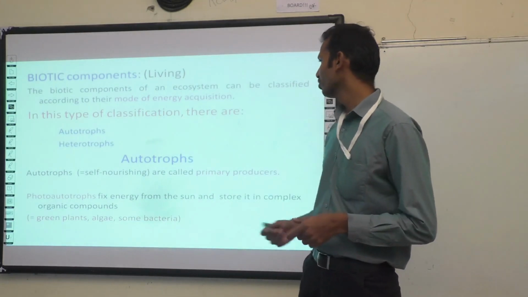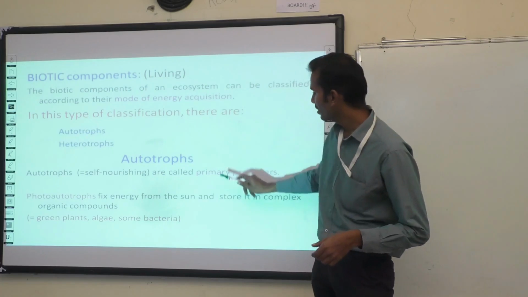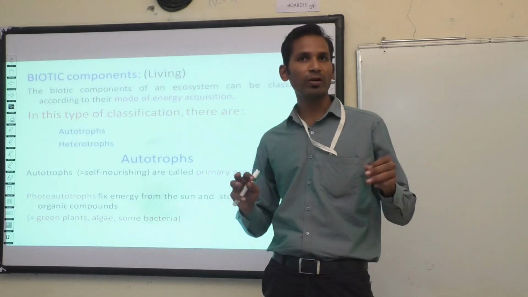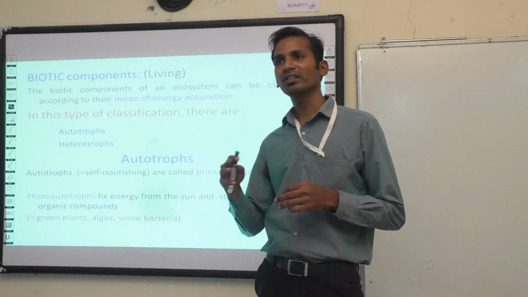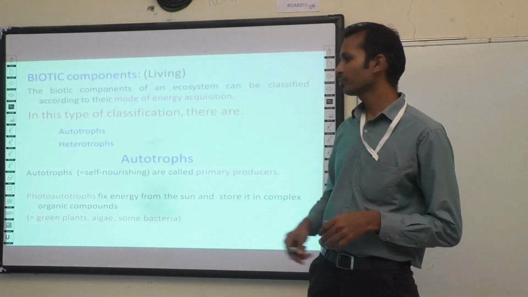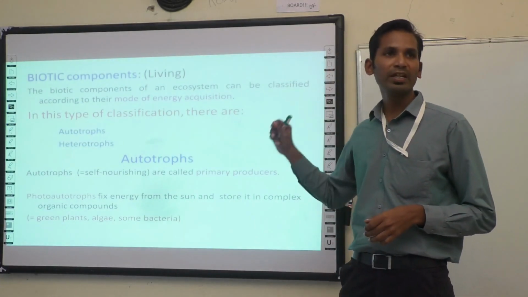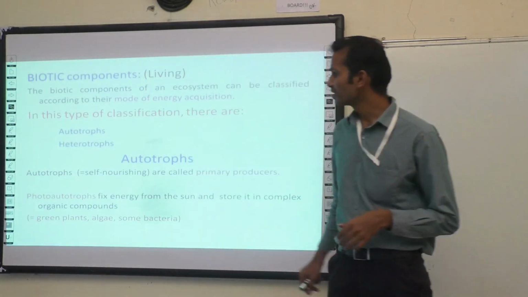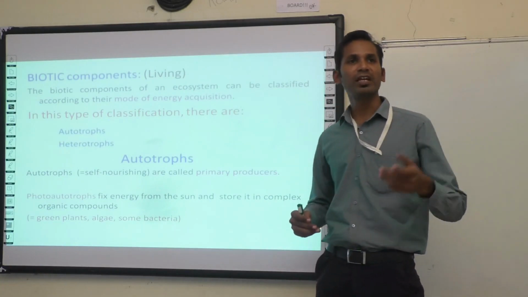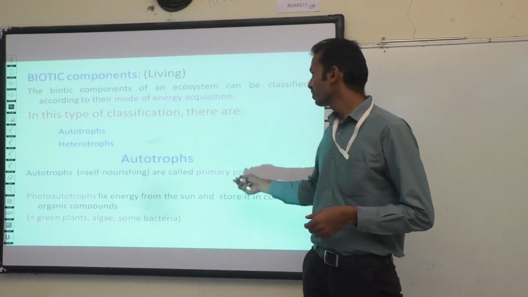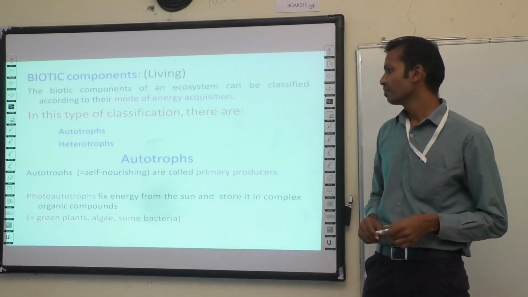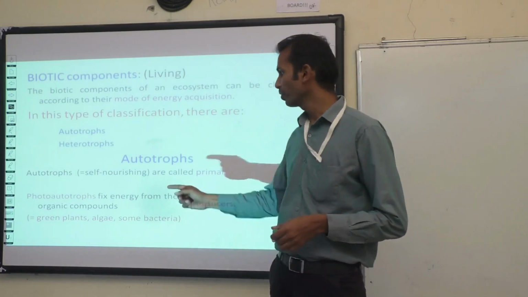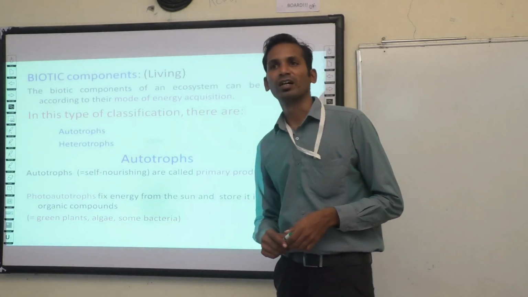That is called autotrophs. These autotrophs are called primary producers. Why are they called primary producers? Because all the other organisms are dependent on these autotrophs for their food. So this is the main component in an ecosystem which gives energy to the other organisms. So these autotrophs are called primary producers. Again, these autotrophs can be classified into photoautotrophs and chemoautotrophs.